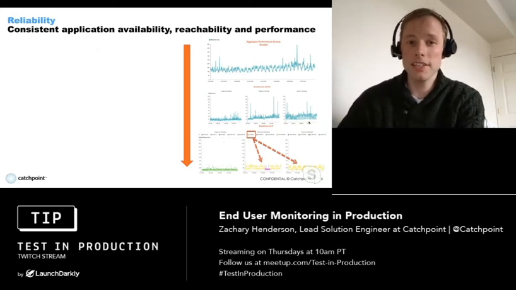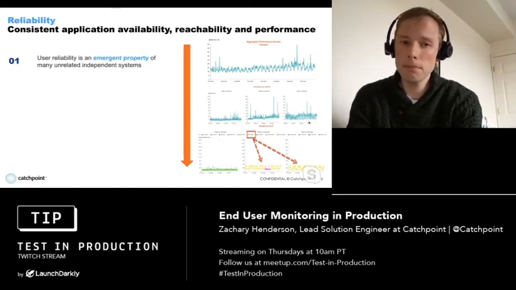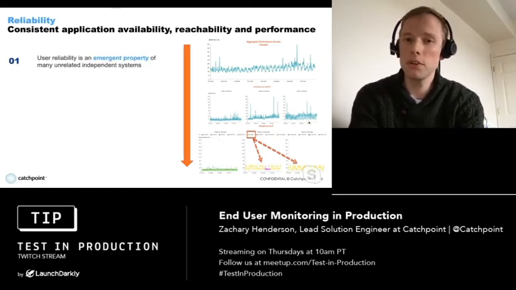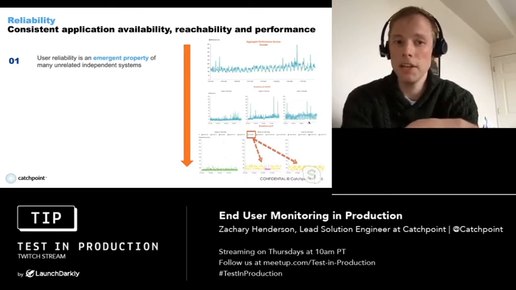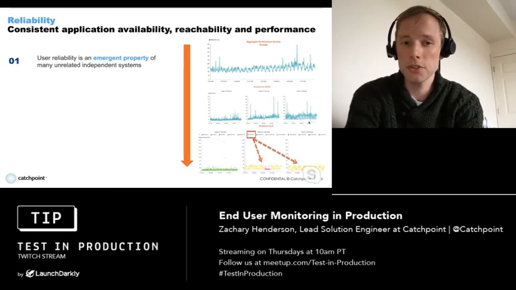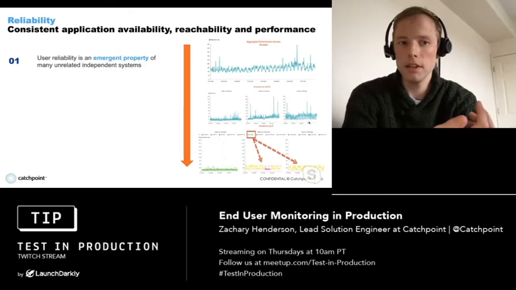the idea of making sure it's consistent: your availability, your reachability, and performance. Because if you think about it, user reliability, the actual thing you're delivering on your site for your user base, is basically an emergent property of many unrelated independent systems. If I visit a site or service and they have a missing widget on the page, that's an unreliable service, even though everything else on the page can be completely reliable or available, right?